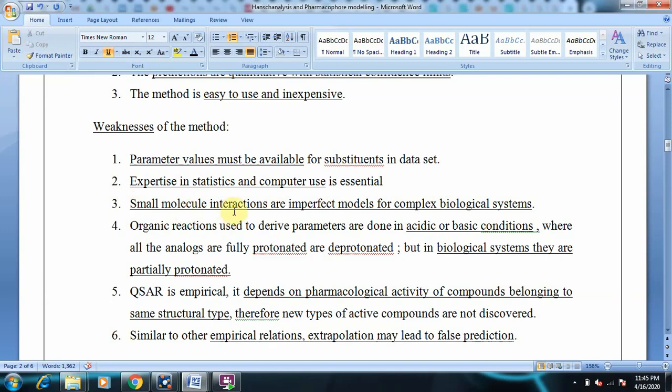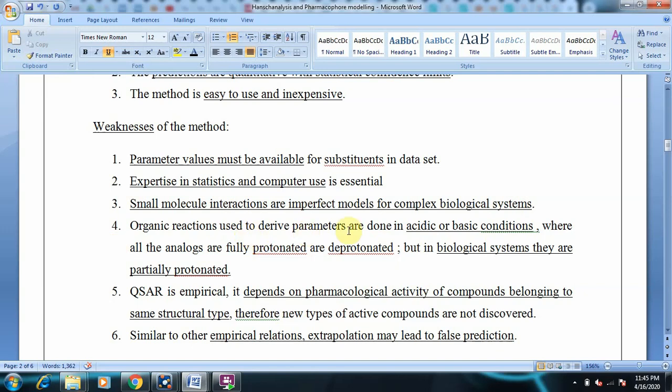Small molecule interactions are imperfect models for complex biological systems. Normally, in Hansch analysis, we predict some parameters, and these parameters are obtained from small molecule interactions. And when these parameters are obtained from small molecule interactions, the models cannot be applied to complex biological systems. Why? Because there will be some errors.